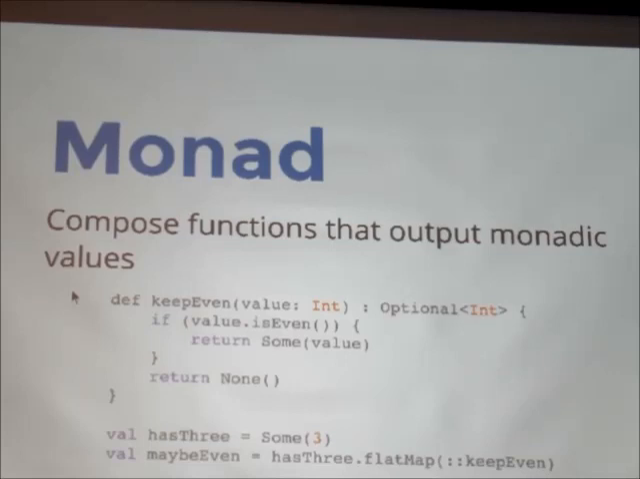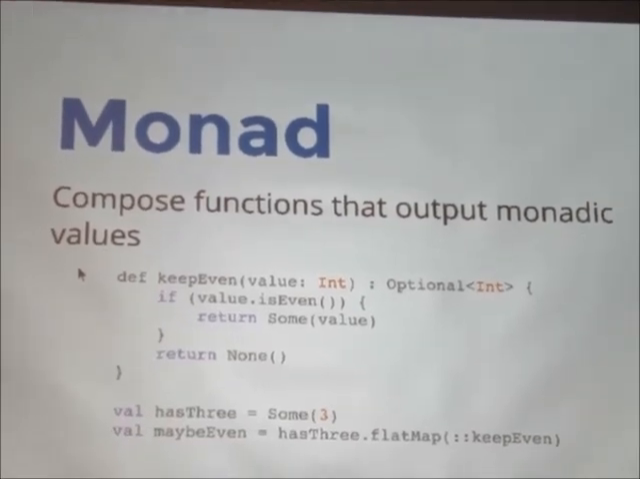In terms of composition, let's say that some computation occurs and returns an optional value of 3. Now I have another function that takes some input and returns an optional which indicates whether the input is even or odd. So we have the function keepEven up there. If the value is even, it returns it as some. Otherwise, it just returns nothing. How do we apply that function to the first monad? In a sense, we want to chain the values.